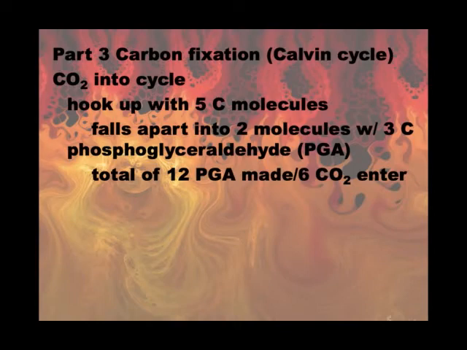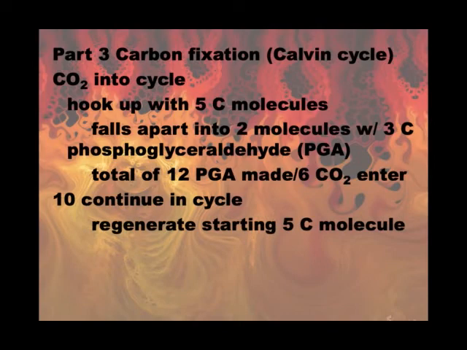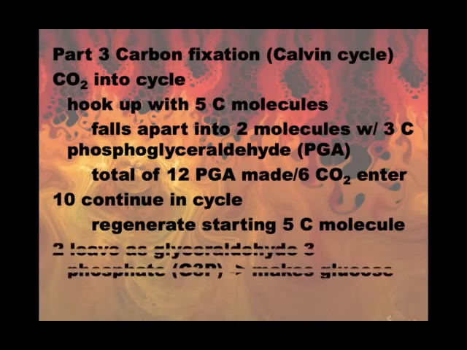So if you have 6 carbon dioxides, you're going to end up with 12 PGA coming out the other end. So 10 continue on in the cycle, and those 10 regenerate the starting 5-carbon molecule that hooked up initially with the carbon dioxide that was entering. 2 leave as one of those alphabet compounds, G3P, or if you want to use the whole name, glyceraldehyde 3-phosphate, and those 2 go off to make glucose. Yay, we're finally making some glucose here.